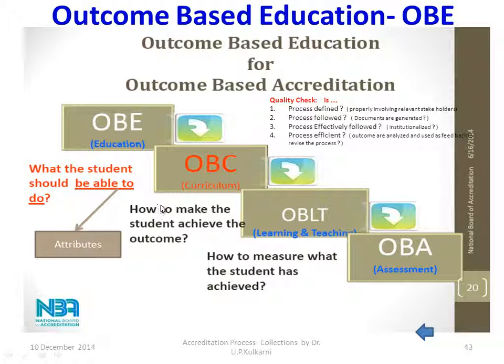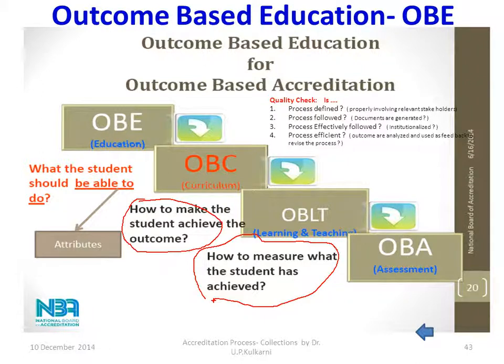Then, how to make the student achieve this outcome. This is the second step, which happens in the classroom teaching-learning process. The most important thing is how to measure what the student has achieved. There are no standard methods or ways specified by any accreditation body. We need to develop them on our own.